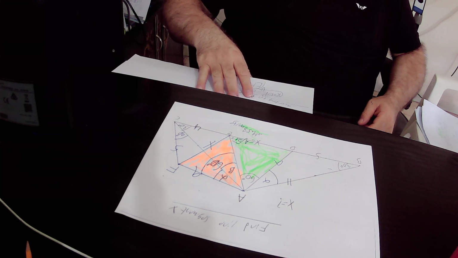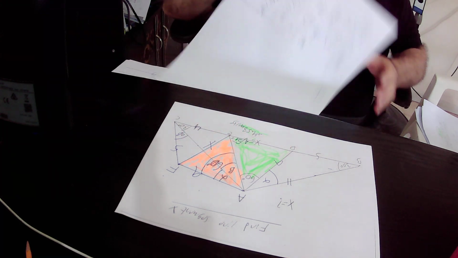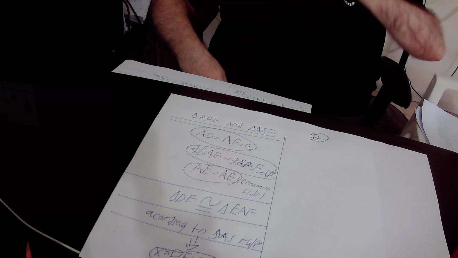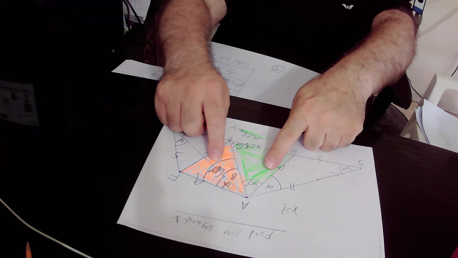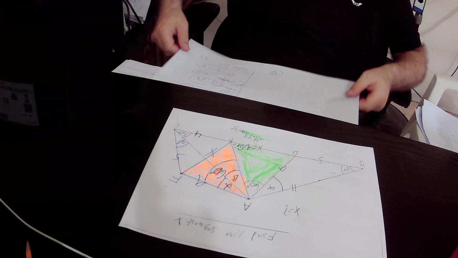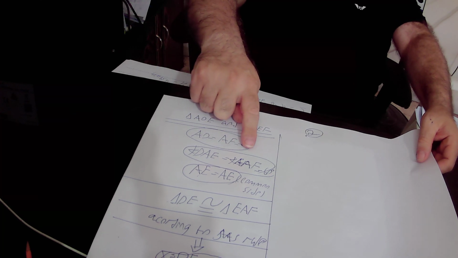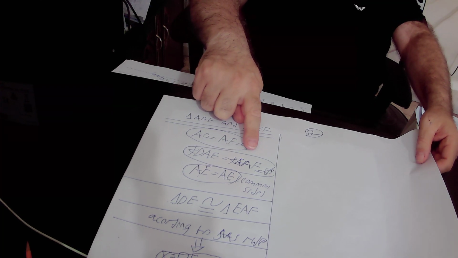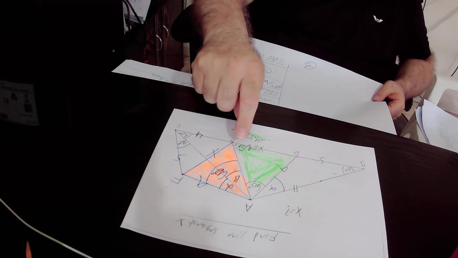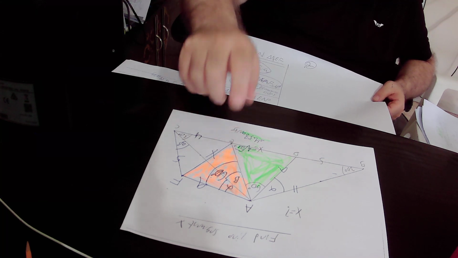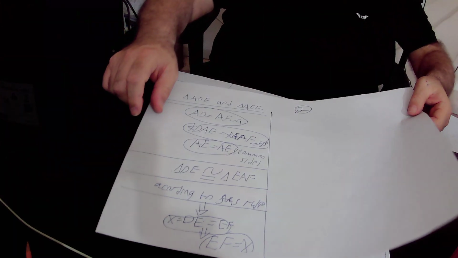First of all, we just proved that side AD equals side AF. Side AD equals side AF equals A. In addition, those two angles are both equal to 60 degrees, therefore they are equal to each other. Here, angle DAE in the green triangle equals angle EAF in the orange triangle. Those angles are both equal to 60 degrees, therefore they are equal to each other. And finally, side AE is a common side. It belongs to both the green triangle and the orange triangle. Therefore, AE equals AE is a common side that belongs to both triangles.